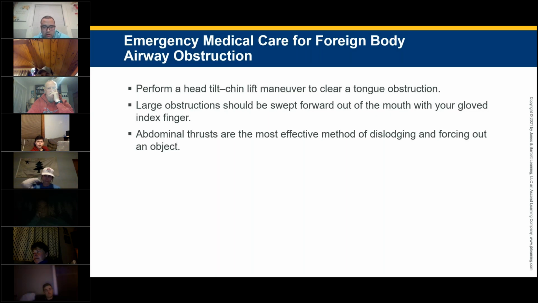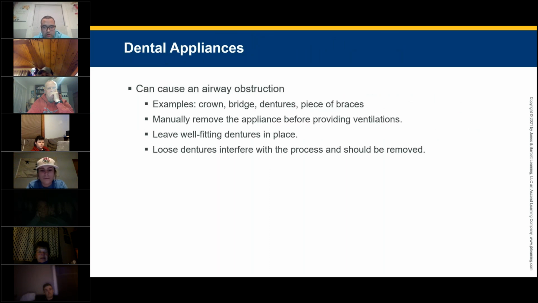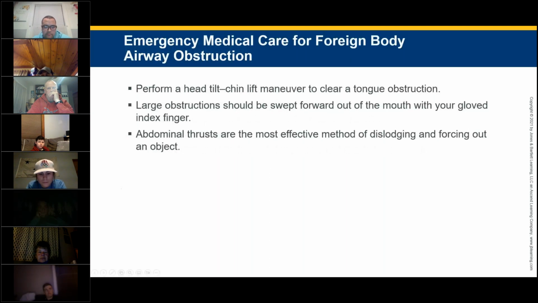We do not do blind sweeps anymore. They used to teach that you do blind sweeps and you blindly put your fingers in people's mouths. That is a great way to get your finger bitten off. We don't do blind sweeps. We only go in for it if we can see it. The other problem with blind sweeping is you might push it further down in the airway, making their obstruction worse.